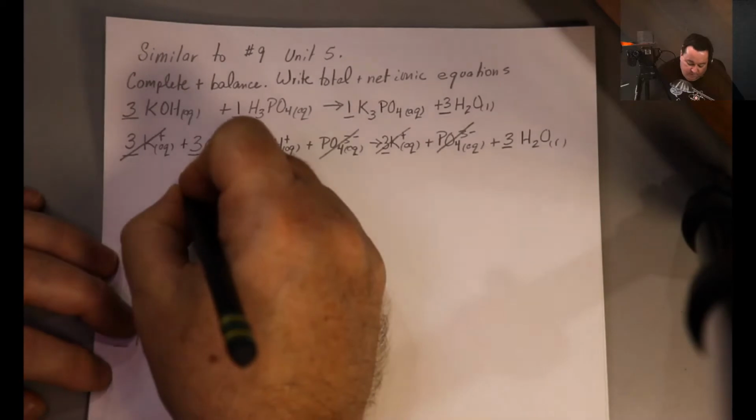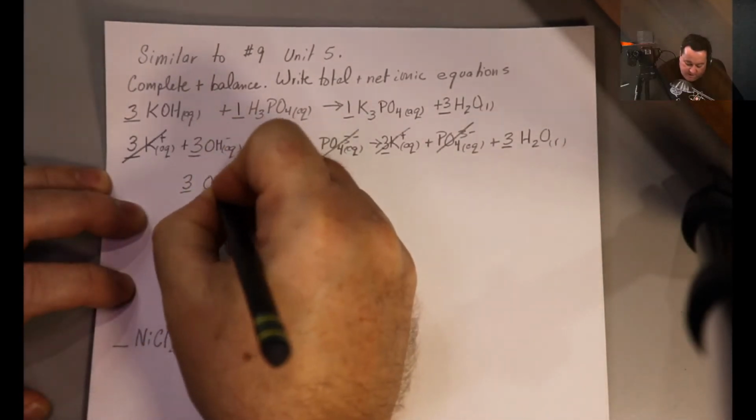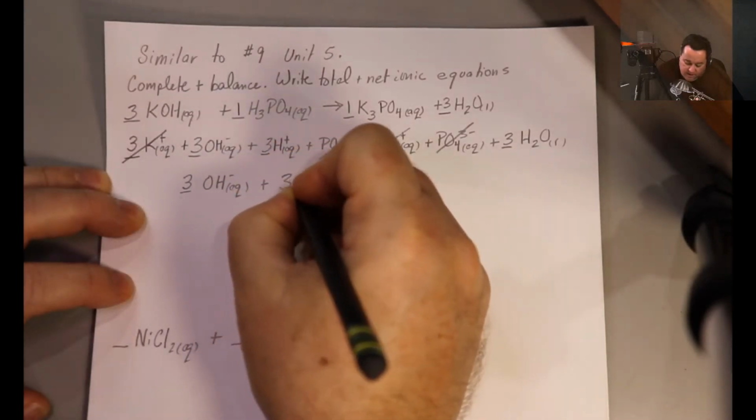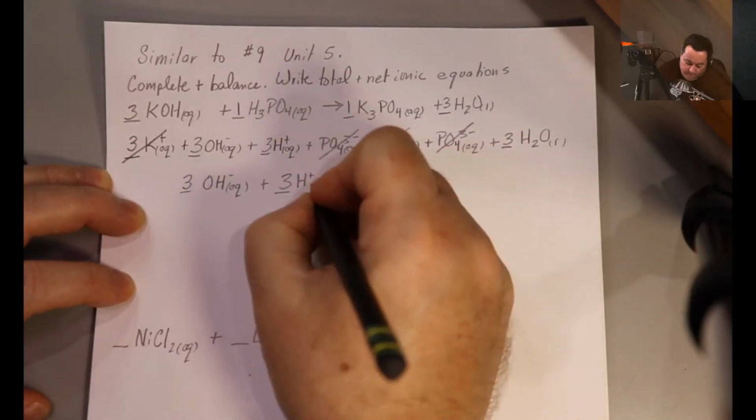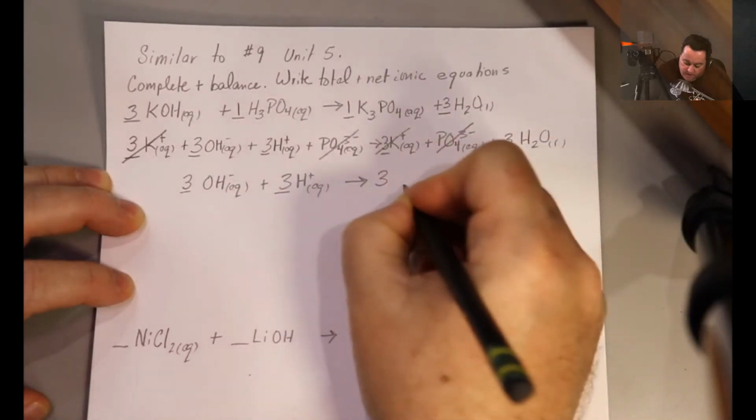So I have 3 hydroxide and 3 hydrogen producing 3 water.